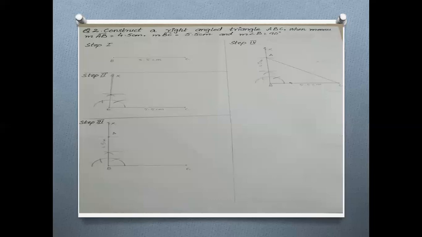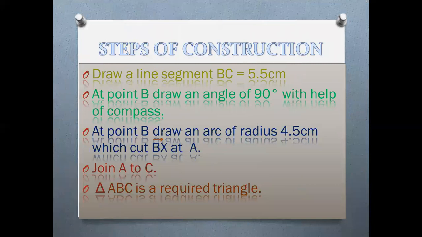The steps of construction, if this question is not in the book, I write for you. Draw line segment BC 5.5 centimeters. At point B, draw an angle of 90 degrees with the help of the compass. At point B, draw an arc of radius 4.5 centimeters which cuts the BX ray at A. X-ray doesn't mean that we are finding X-ray. It is the BX ray. You can see the sign of the ray clearly on BX. Join A to C and ABC is the required triangle.